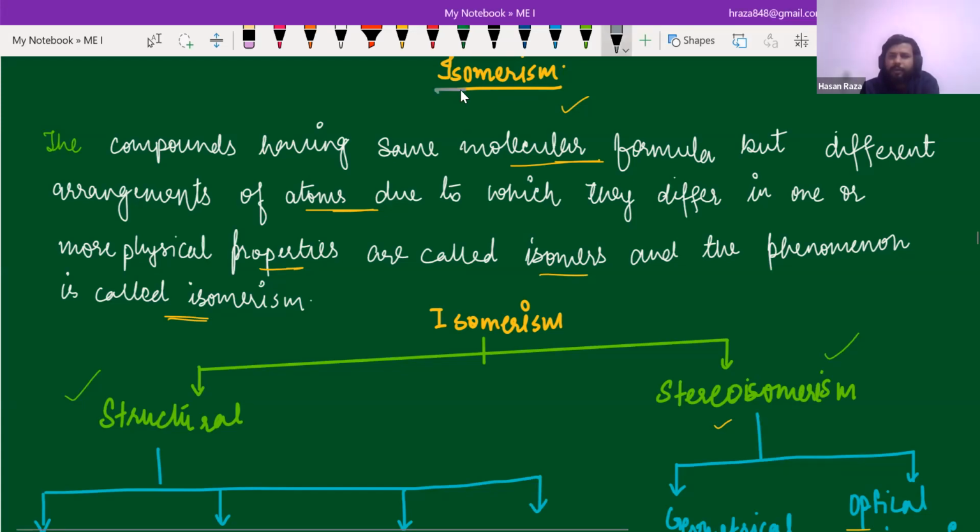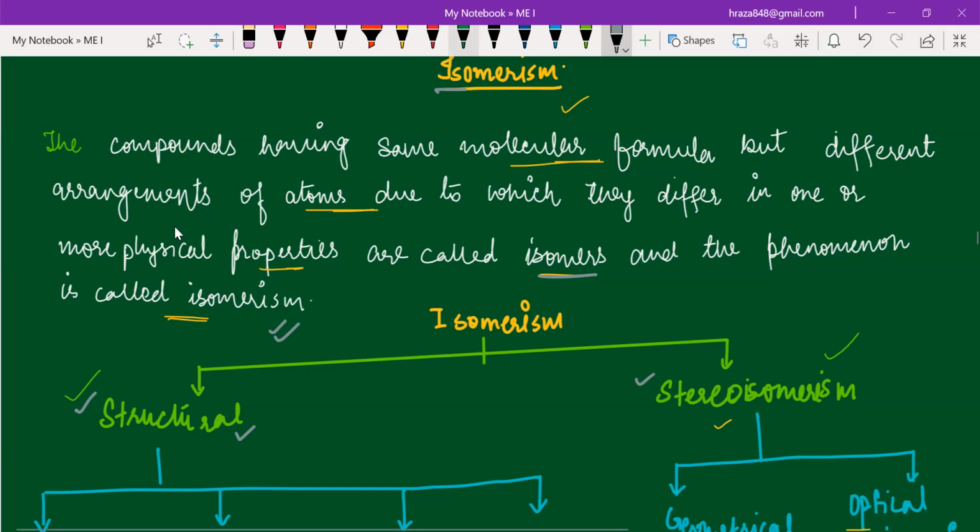Okay, so as you can see, what is isomerism. Isomerism means having the same chemical formula but a different arrangement of atoms, due to which they differ in one or more physical properties. Those are called isomers, and the phenomenon is known as isomerism. So please do write it. There is a categorization of isomerism in two parts, structural and stereoisomerism. Further, structural isomerism is divided into 4 parts, and stereoisomerism is divided into 2 parts. So please do write it and let me know, so that I will change the slide and explain the rest of it.